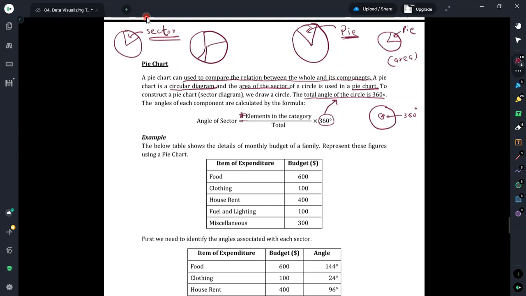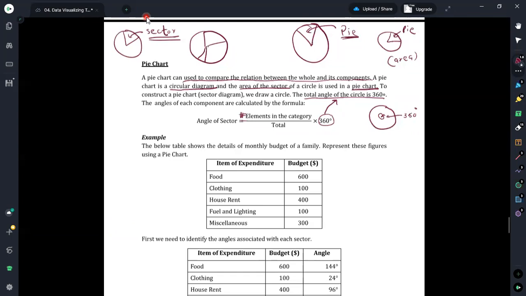Once they are having a monthly budget, and if they are considering their budget, for food they are saying that they are spending 600. For clothing it is 100, house rent 400, fuel 100, and miscellaneous and others it is 300.